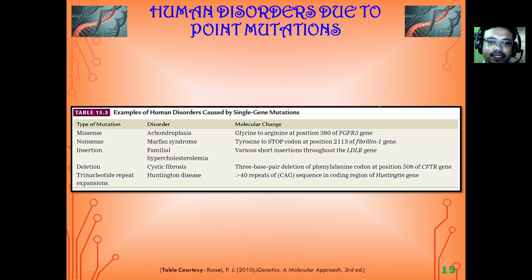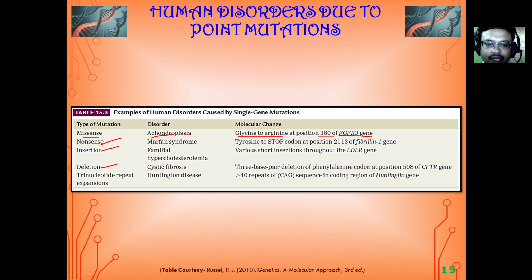There are several diseases which can occur due to mutation. Like if for some reason a missense mutation takes place at the FGFR3 gene at position 380, which can cause glycine to change into arginine, achondroplasia can take place. Like that, nonsense mutation, insertion mutation, deletion mutation can also cause several types of human disorders.